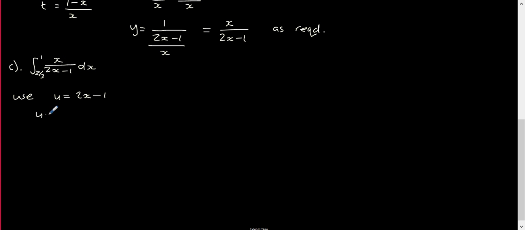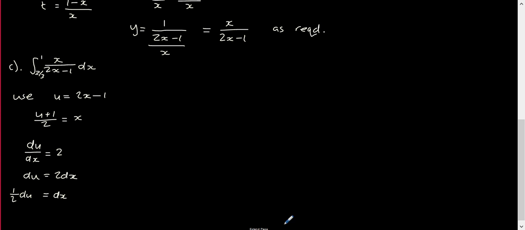So I'm going to say that u plus 1 over 2 is x. So I've got my x done. I've got my 2x minus 1 done. Now I need to replace dx. So to do that, I differentiate my substitution u, and du by dx equals 2, which means that du is 2 dx, which means that dx is half du. So now I've got this ready to substitute, this ready to substitute, and this ready to substitute.